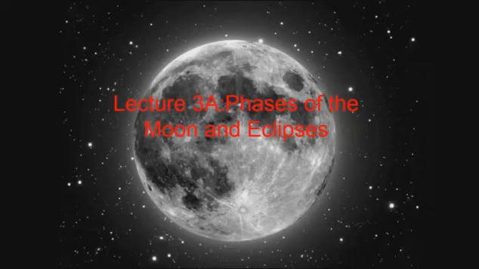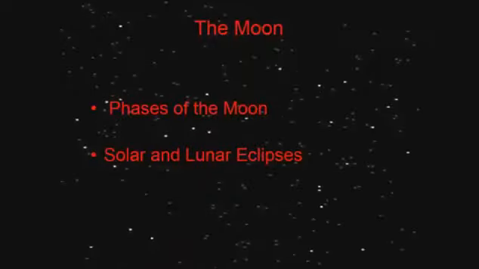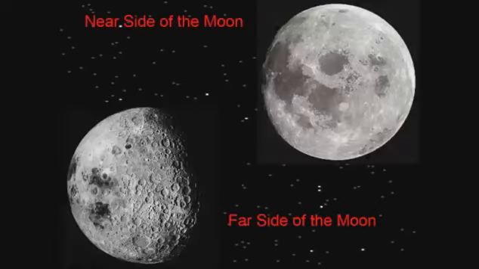In this particular class, we're going to go through the phases of the moon, and we're going to go through the mechanisms of solar and lunar eclipses. So first of all, let's just take a look at the moon. If you were to go out and look at the full moon, it would look like this. We'll talk a little bit more about the nature of the moon while we're talking about planets.